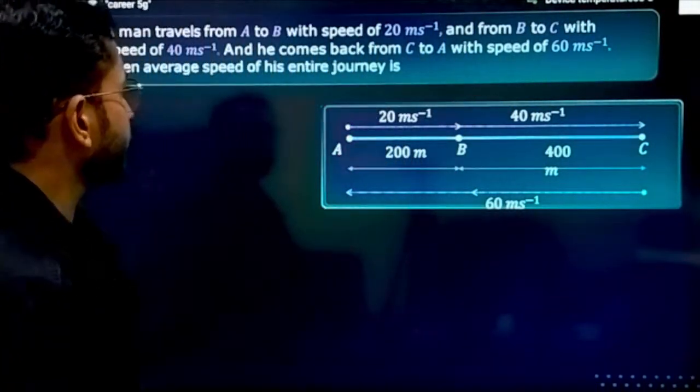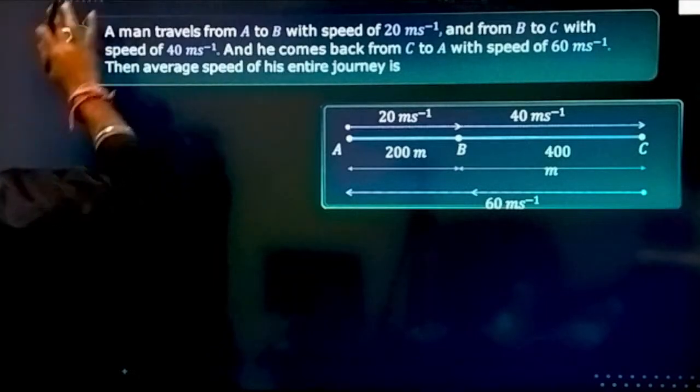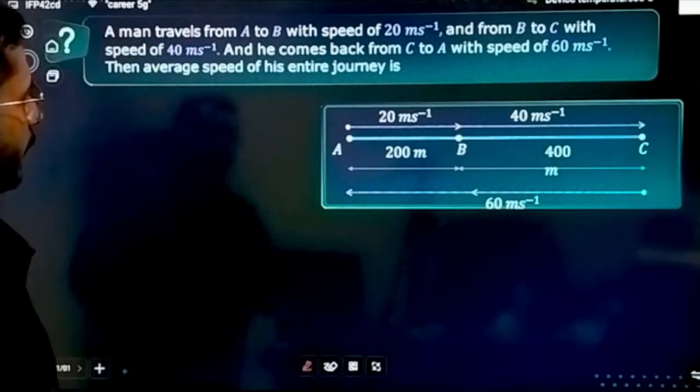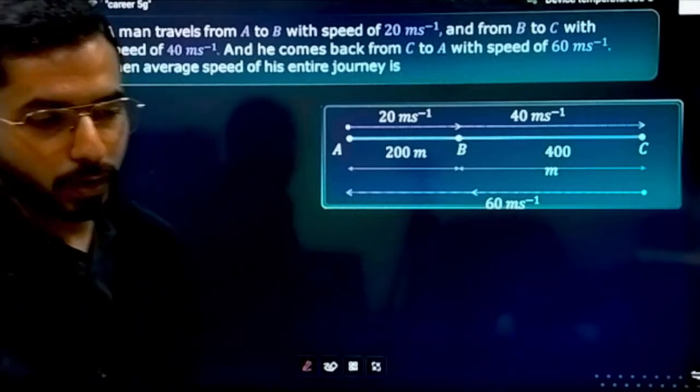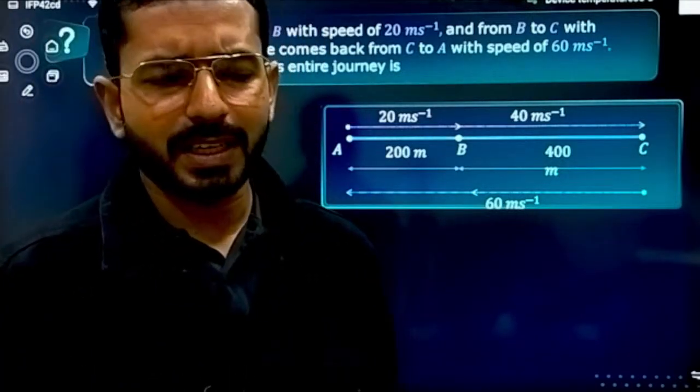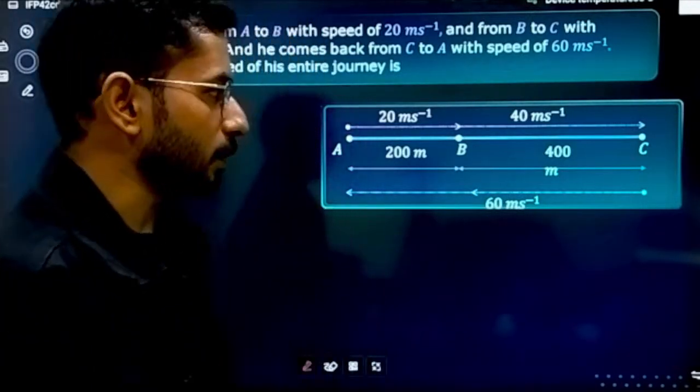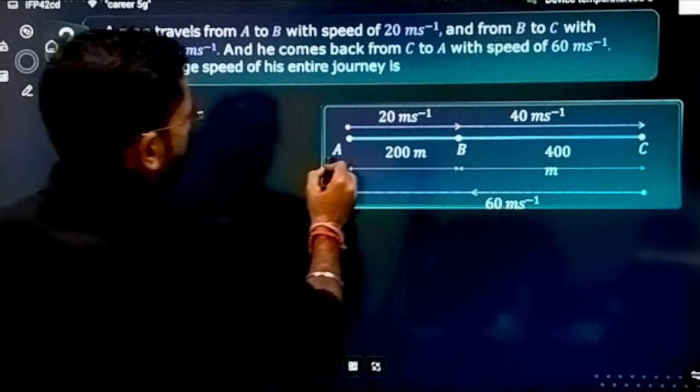What is the question saying? A man travels from A to B. Diagram. In all these questions, the first step will always be to draw the diagram. Diagrams are very important. It will make the questions much simpler for you. A man travels from point A to B.